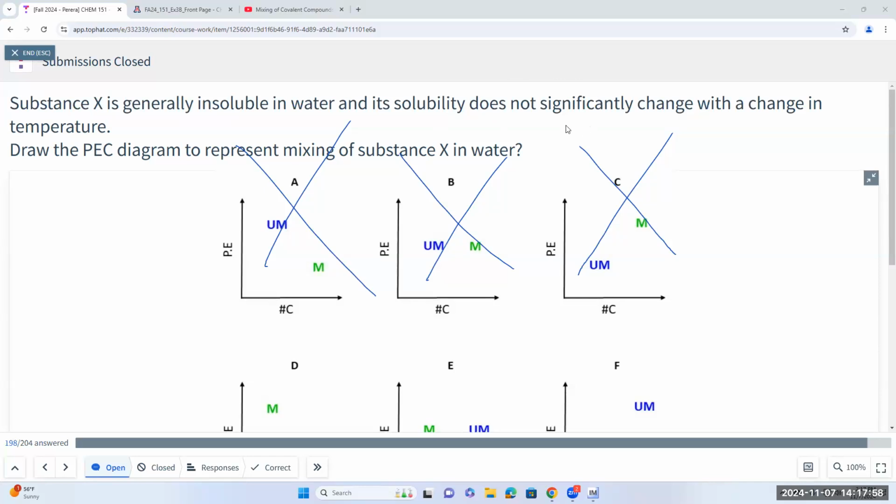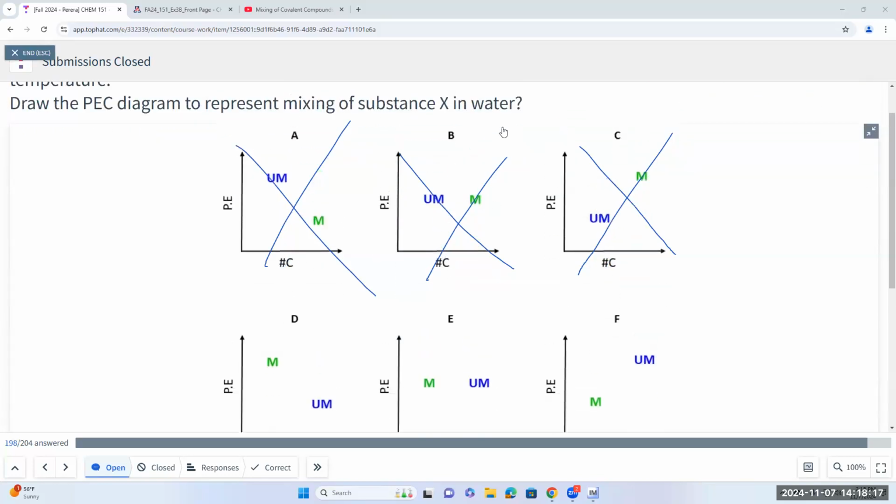It says that the solubility does not change when you change the temperature significantly, meaning potential energy wise, both the mixed state and the unmixed state have, what do you think? They should be similar. Yeah, exactly. So therefore, the only PEG diagram that goes with that is option E. Therefore, that's your correct answer.